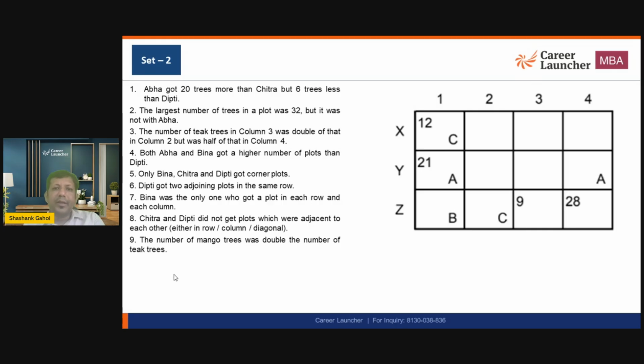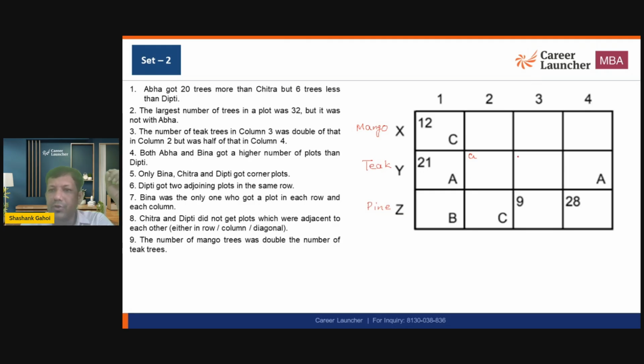The number of teak trees in column 3 was double that in column 2, but half of that in column 4. Whatever it is, let's write it down. The number of teak trees in column 3 was double that of column 2. So let's say there are 8 trees. So these are mango, then we got teak, then we got pine.